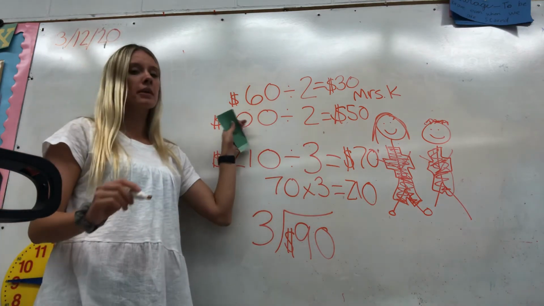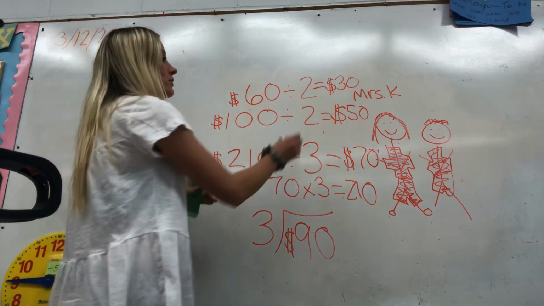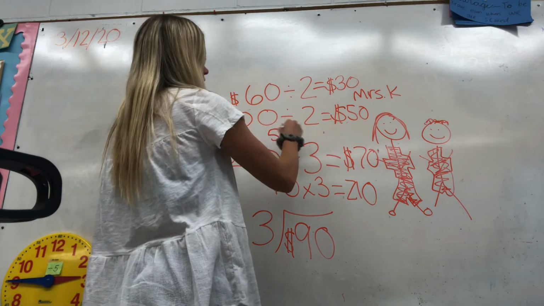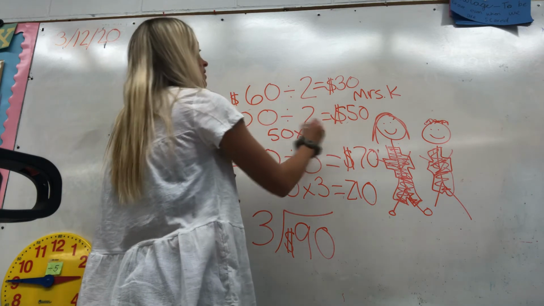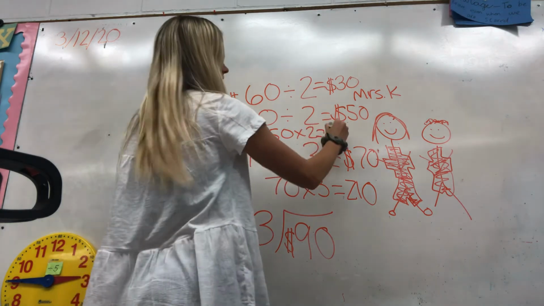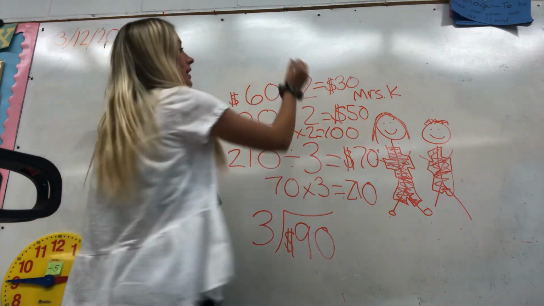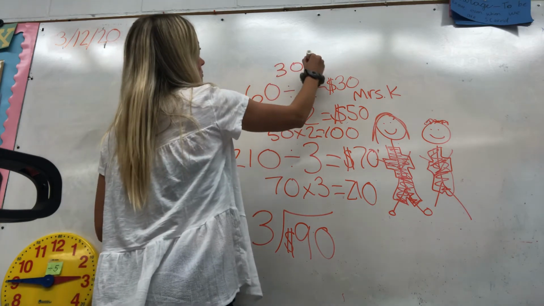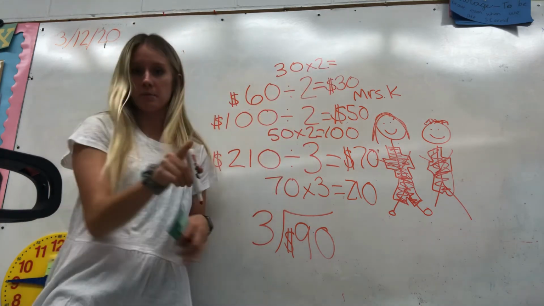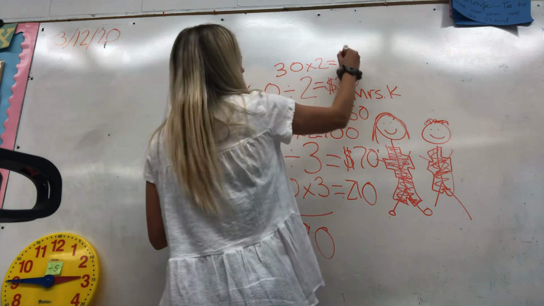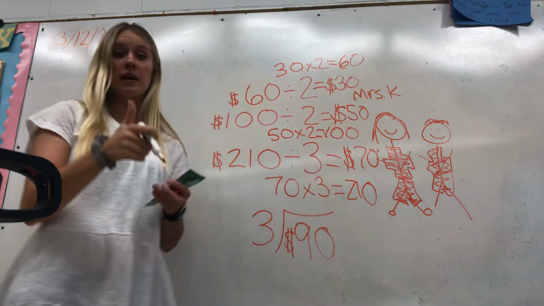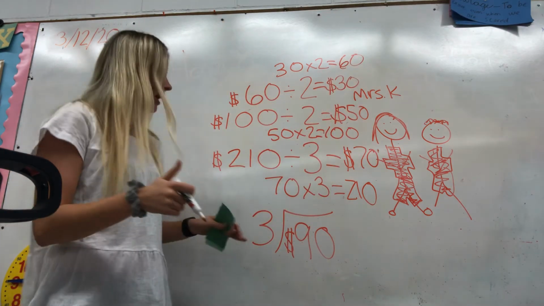Now I should probably go back and check my other ones also. So 50 times 2, 5 times 2 is 10. Add my 0. All right, that was correct. And my other one, 30 times 2. 3 times 2 is 6. Add my 0. All right, all of mine have been correct so far.